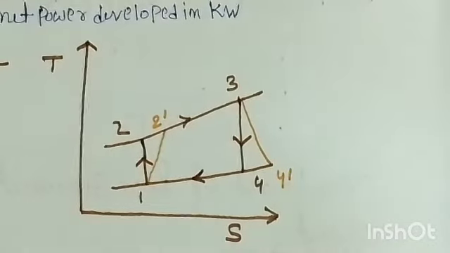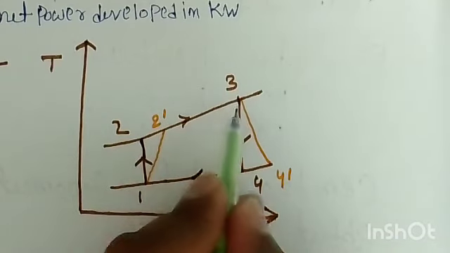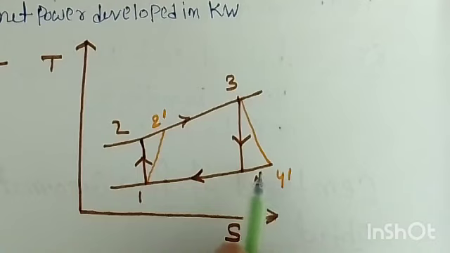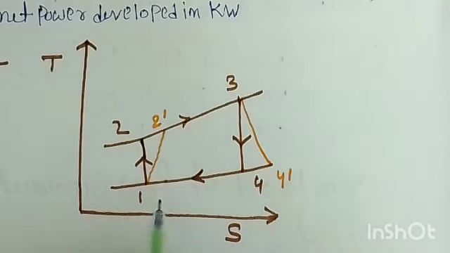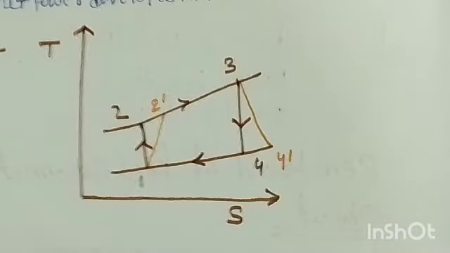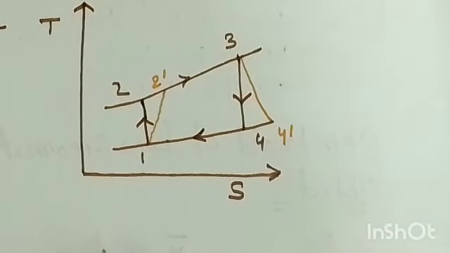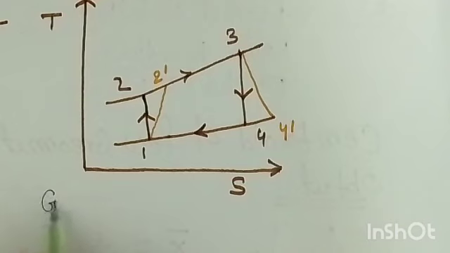Now first of all, the question says air enters the compressor of a gas turbine plant operating on an air standard cycle at 100 kilopascal. This is the compressor, this is the inlet of the compressor, exit of the compressor, inlet of the turbine, exit of the turbine. So air enters the compressor at 100 kilopascal and 300 Kelvin, meaning the pressure and temperature at the time of entering the compressor are 100 kilopascal and 300 Kelvin.